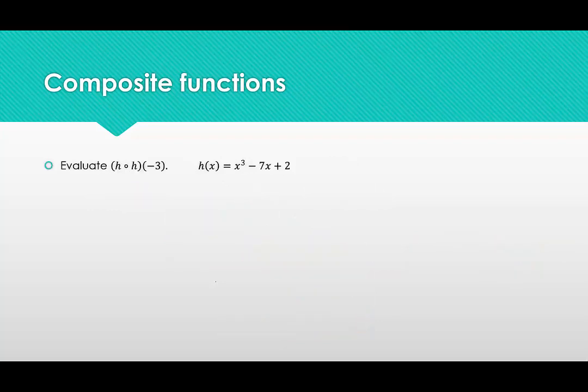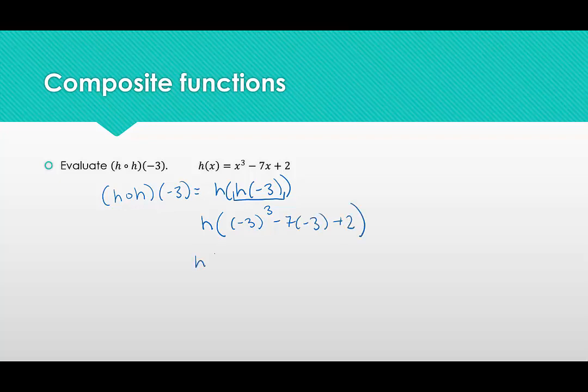Let's look at one more example. We want to evaluate h of h of negative 3. We're given h of x is equal to x cubed minus 7x plus 2. So the first thing I might do is rewrite our composite function into something that looks a little more friendly. So we're going to say h of h of negative 3. And again, I start from the inside. So I don't really worry about what's outside. I just focus on h of negative 3. h of negative 3 means anywhere in the function I see an x, I'm going to replace it with negative 3. So this would give me negative 3 cubed minus 7 times negative 3 plus 2.